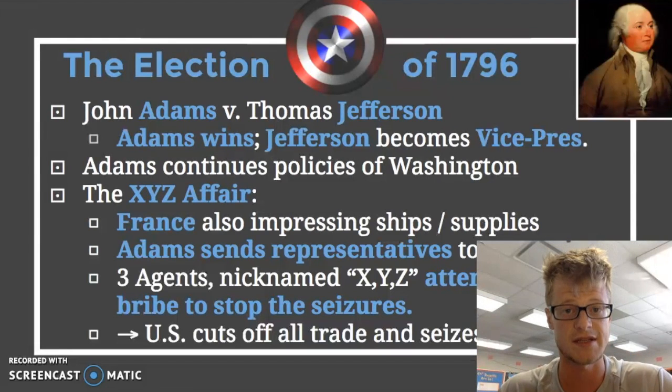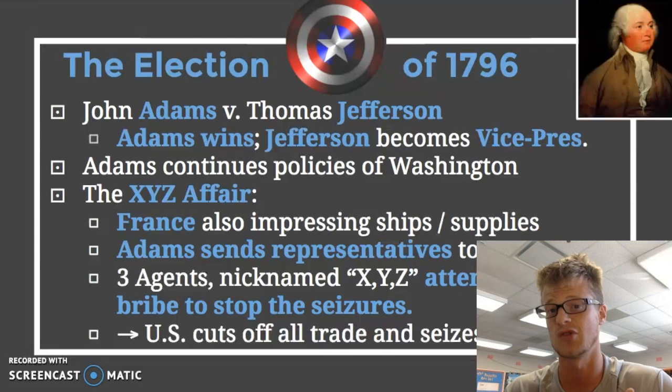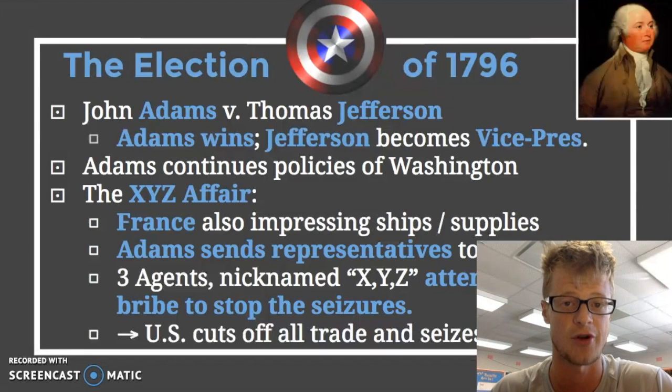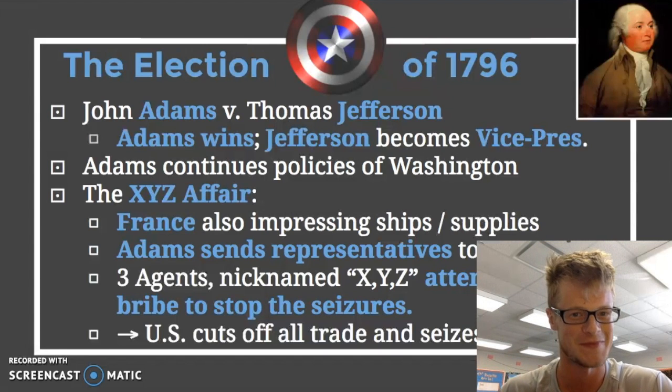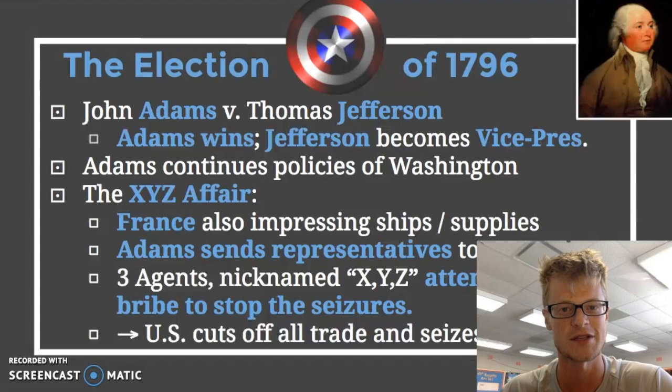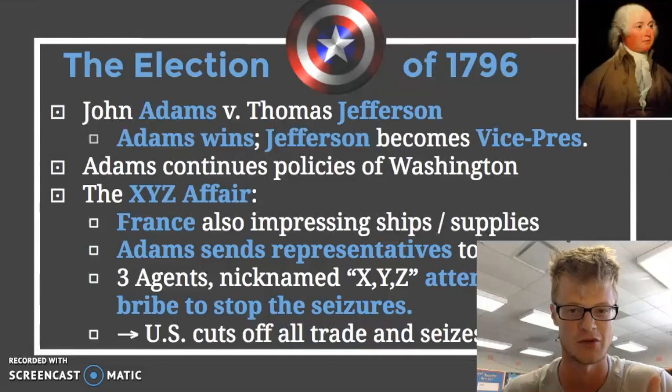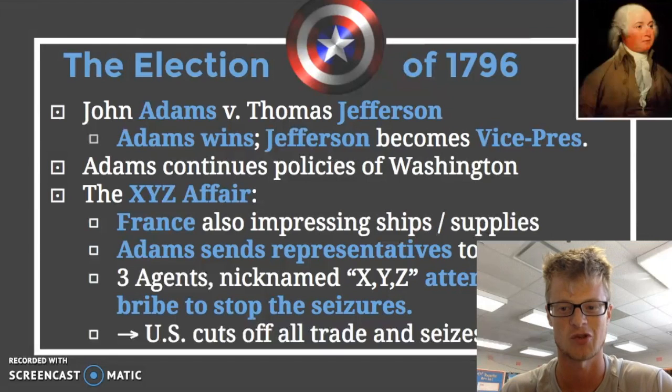So when 1796 rolls around, there's 2 members of Washington's cabinet that run against each other. One is John Adams, and the other is Thomas Jefferson. Now, by this time, Jefferson is definitely the head of the Democratic Republican Party. The interesting thing, though, is that Adams wins the election, but Jefferson becomes vice president, because at this time there wasn't the constitutional amendment yet that you could bring in your own vice president who was from your own party. The loser in the election became the vice president.